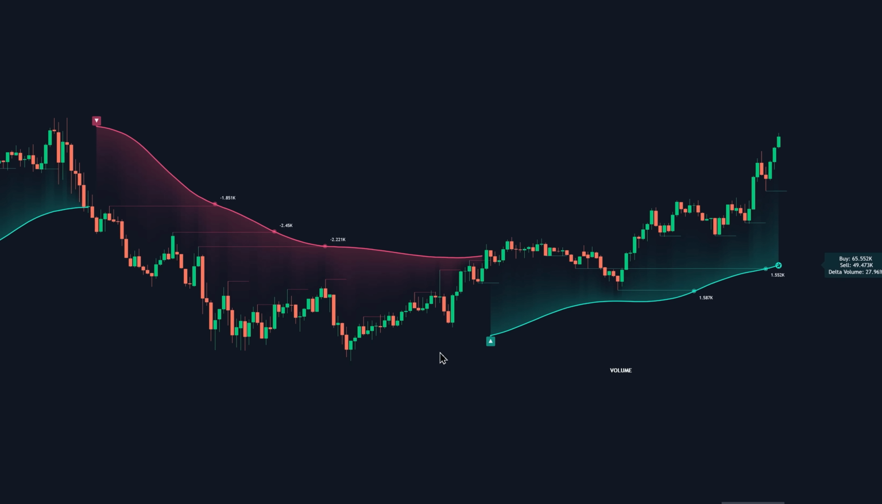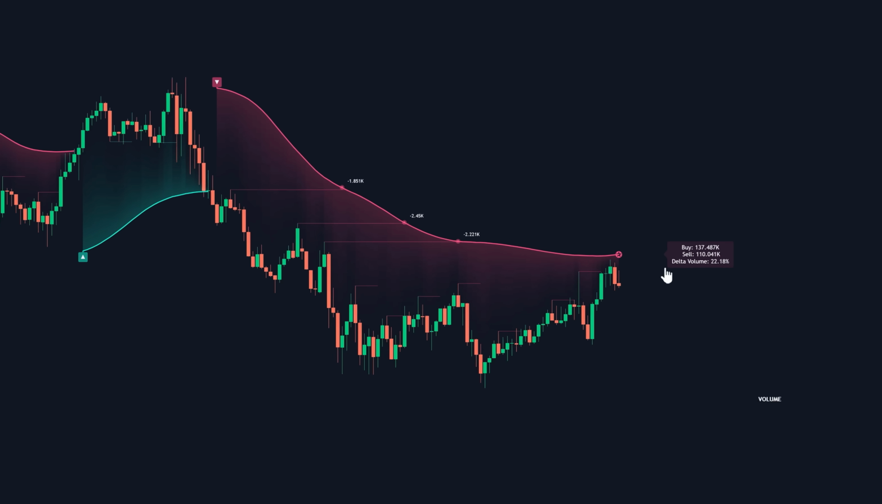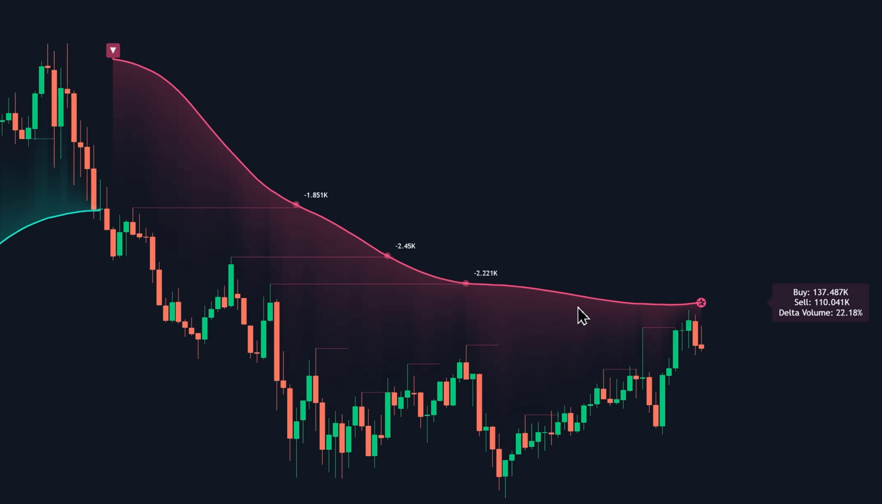If we were to switch to a bearish trend, if I just do a bar replay to this point, these numbers would be different. In this particular bearish trend, the buy volume would reflect the volume of all the green candles for this particular trend. The sell volume is the volume for all the red candles within this trend. And then the delta volume is the percentage difference between buy and sell volumes within this trend.